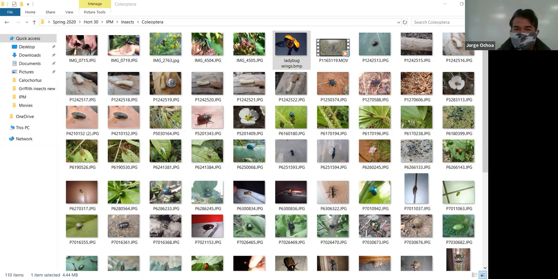Scarab sleeping, scarab trying to fly, another scarab, different views. Here's the antenna, very distinct. There's a rear end, and there's the elytra. Longhorn beetle, long antennae, another firefly, and more weevils. This one's mating and on a milkweed plant. More leaf beetles, metallic leaf beetles. There's more than three there.